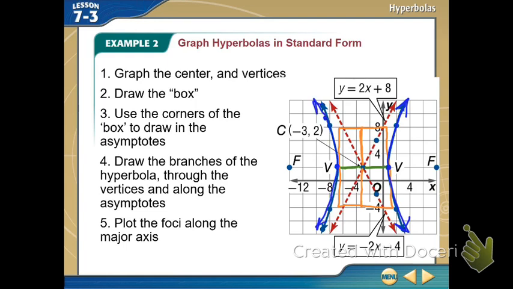Don't forget to plot your foci, right? They're sitting way out here. You are going to have to solve, remember, for this focal length here, the distance from the center out to the focus, using a squared plus b squared equals c squared.